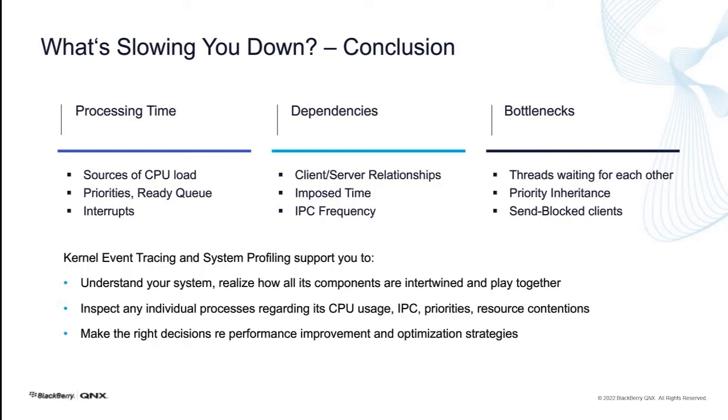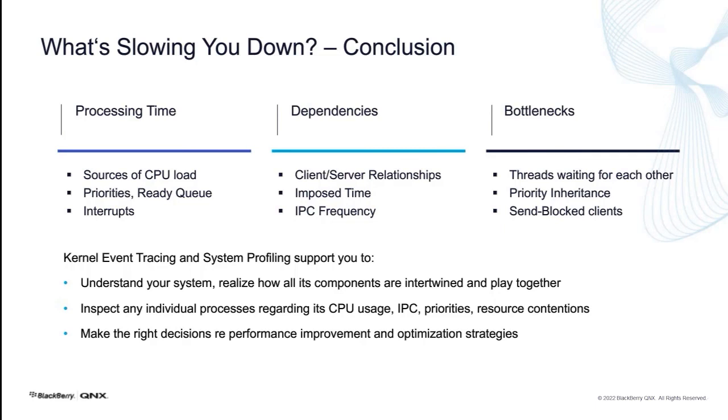Yeah, and then we discussed bottlenecks, how threads can wait for each other because they share some kind of resource, are blocked waiting for mutex, and so on. We looked at how priority inheritance can help minimizing wait time. And we looked at the situation where everyone was waiting too much just because one process was single-threaded only.